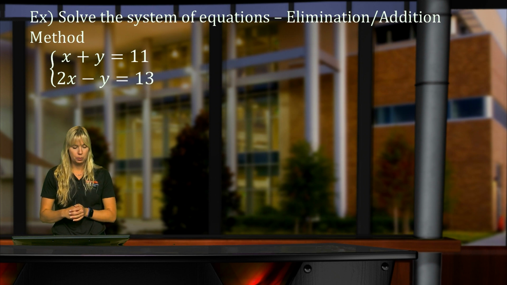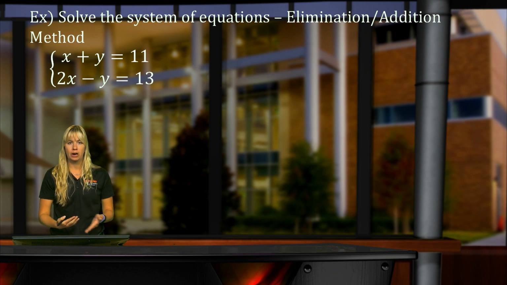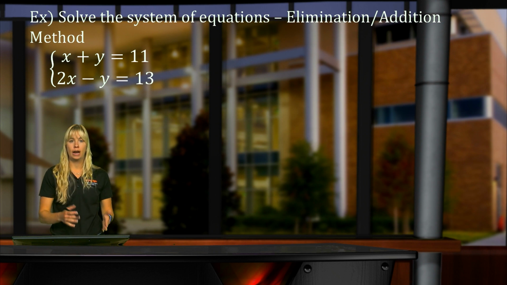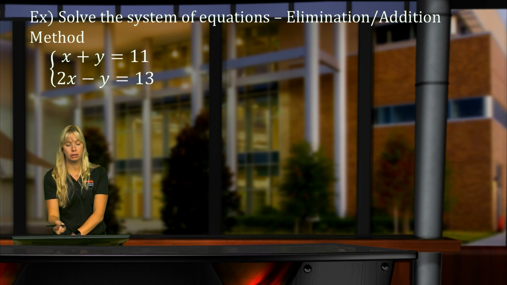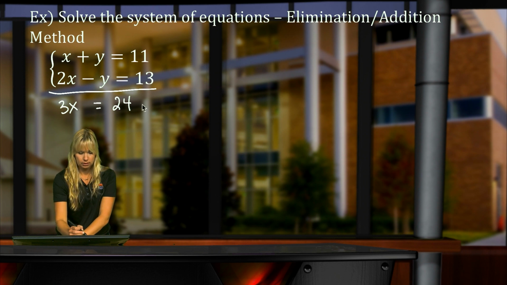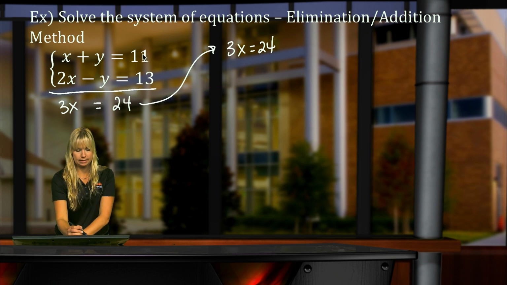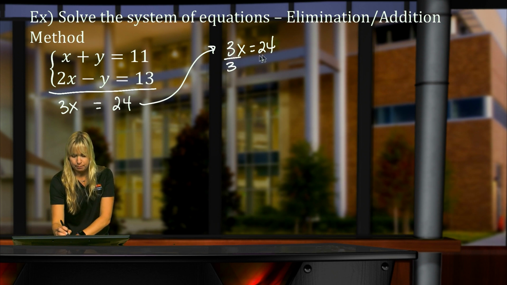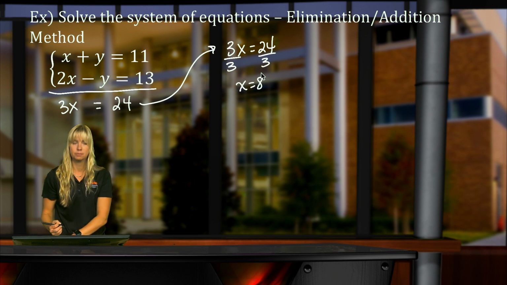So my first equation, x plus y equals 11. My second equation, 2x minus y equals 13. When I observe the variables and their coefficients, the y's are additive inverses. We've got positive y and negative y. If I were to combine these two equations, they would cancel out. So that's the variable that I'm going to choose. When I combine these two equations, we get 3x equals 24. That was adding my x's and adding my constants. When I add positive y and negative y, they cancel out. And divide both sides by 3, x equals 8.